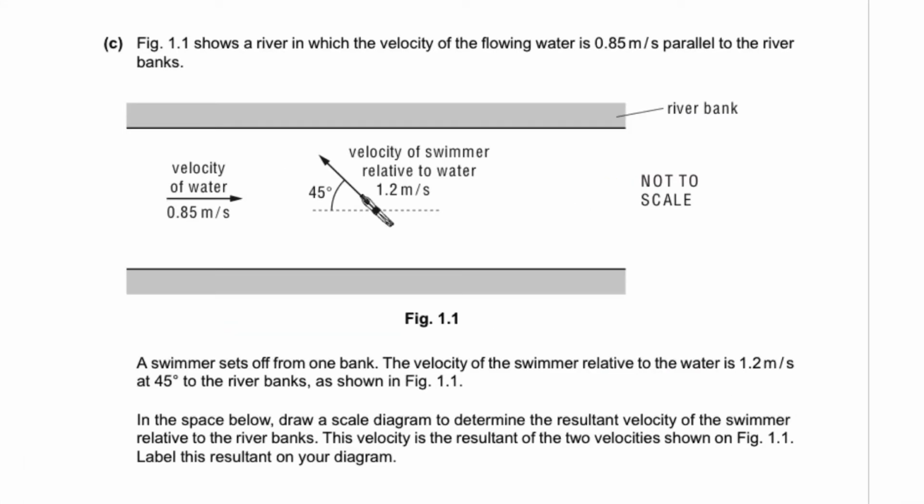C. Figure 1.1 shows a river in which the velocity of the flowing water is 0.85 meters per second parallel to the river banks. So here you've got the velocity of water. A swimmer sets off from one bank. The velocity of the swimmer relative to the water is 1.2 meters per second at 45 degrees to the river banks as shown in figure 1.1. So the water flows in this particular direction and the swimmer goes in this direction with an angle of 45 degrees to the velocity of water. In the space below, draw a scale diagram to determine the resultant velocity of the swimmer relative to the river banks. This velocity is the resultant of the two velocities shown on figure 1.1. Label this resultant on your diagram.